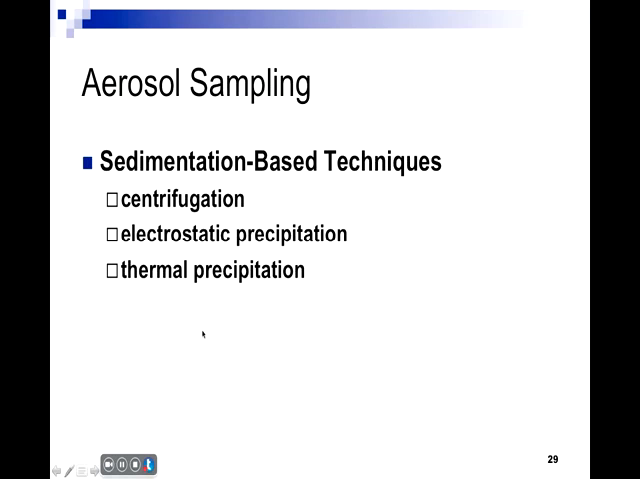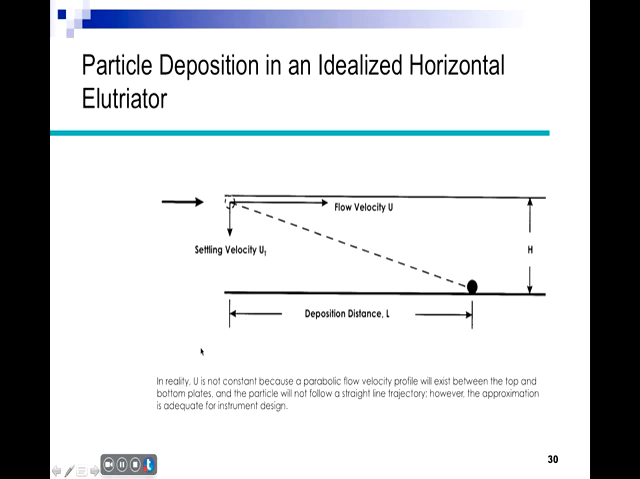Now, aerosol sampling can also be based upon sedimentation-based techniques, and for this, the most common is centrifugation. This is an example of an idealized horizontal elutriator, which collects aerosols based upon their settling velocity.